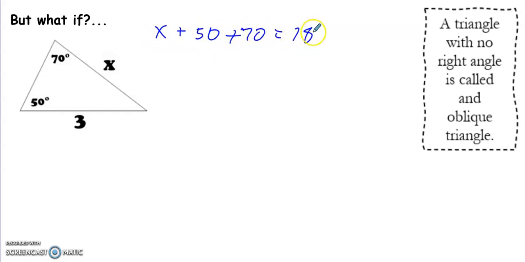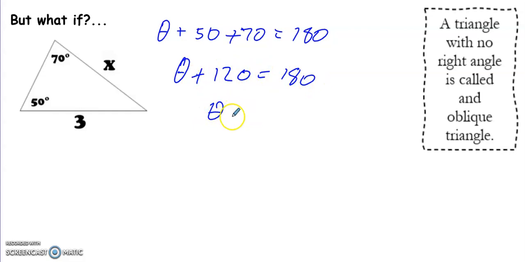I said it before, but I didn't write it down, so let's write it down. Oh no, let's not use x, because x is a side. No. X is already being used. Pay attention. So let's call it theta. So theta plus 120 equals 180. That means my missing angle has to be 60 degrees. Boom. And this triangle is an oblique triangle. We call it oblique because there are no right angles.